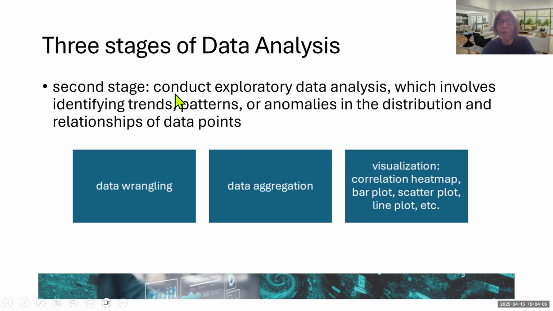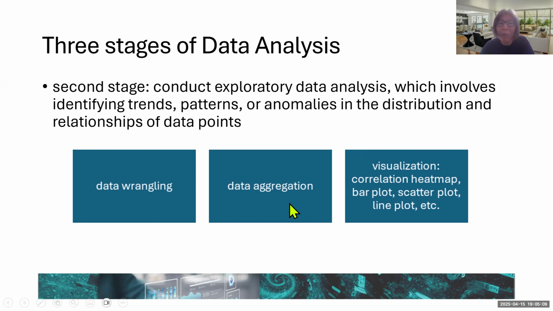For the second stage, what it does is exploratory data analysis. Exploratory data analysis involves identifying trends, patterns, or anomalies in the distribution and the relationships of data points. To do this, normally it involves data wrangling. If you recall, we learned in chapter 6, this is about reshaping data, like adding new columns, making the data frame from wide to long, or from long to wide, and also combining multiple data frames together.